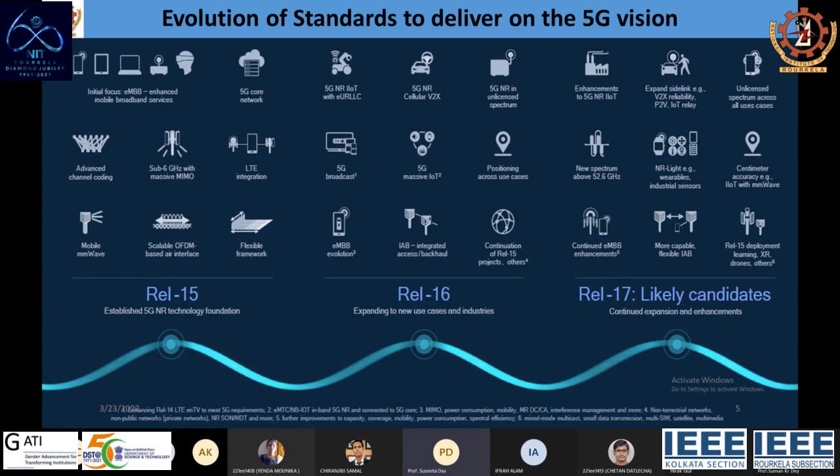Then came Release 16, which expanded to new use cases and industries. The main important thing is integrated access and backhaul. This enabled 5G NR IIoT with eURLLC. Next came Release 17, with continued expansion, and 18 later. With all this, the new spectrum of 52.6 gigahertz, the millimeter wave band, came into existence.